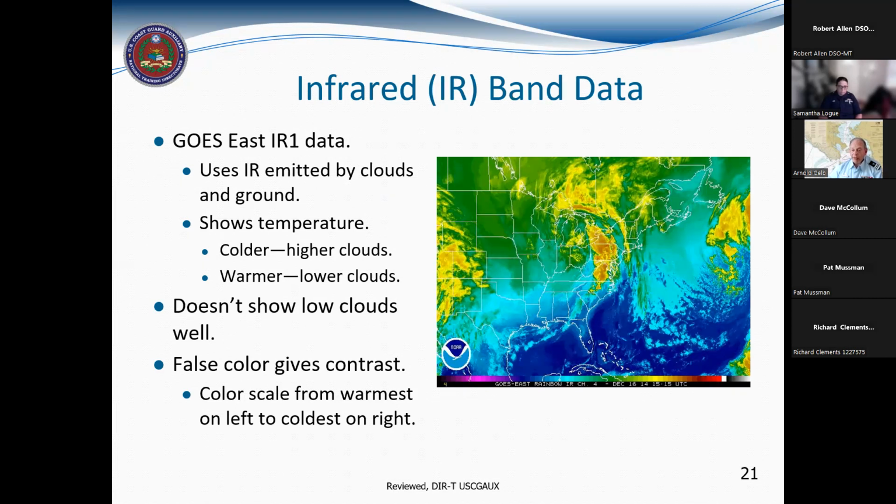Note also that the cyclonic circulation that we saw previously is even more evident in the infrared data, and you can also see part of it off the east coast of Canada.